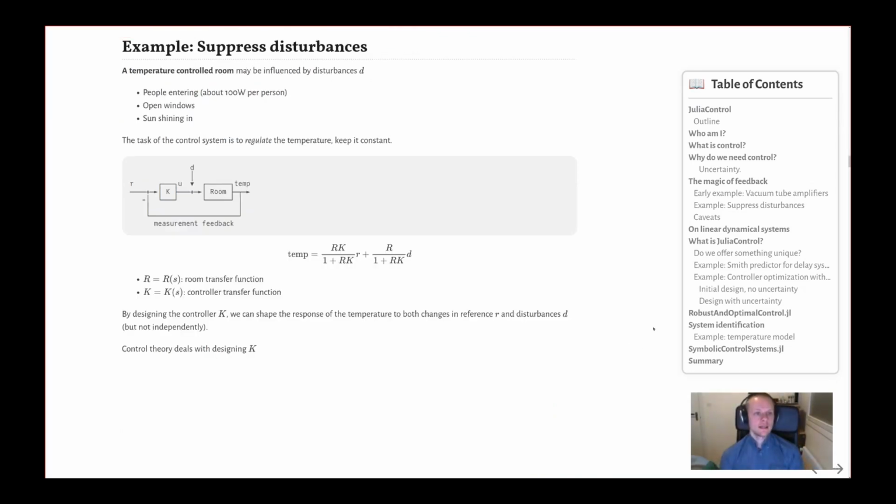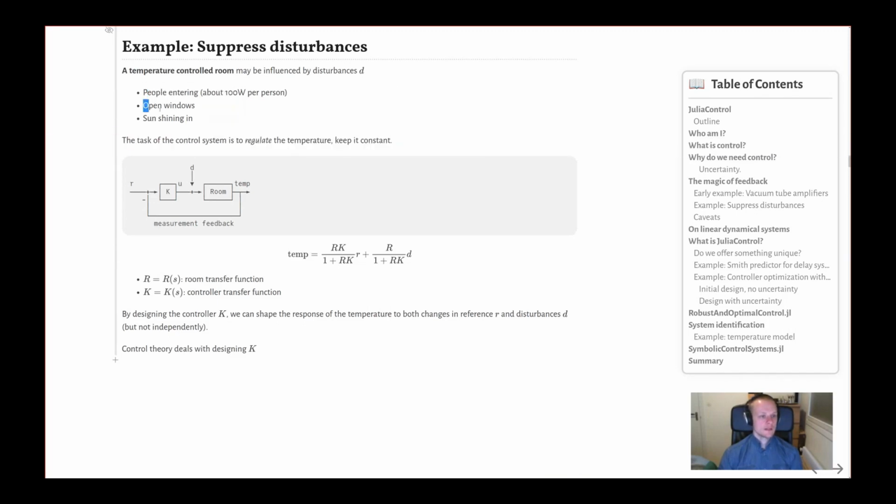Another example is we use control to suppress disturbances. So if you have a room, you can imagine the room where you're sitting now. Hopefully it's around 20 degrees Celsius there. And you would ideally like it to stay 20 degrees, even if several people enter the room. So each person is about 100 watts of power, heat generation.